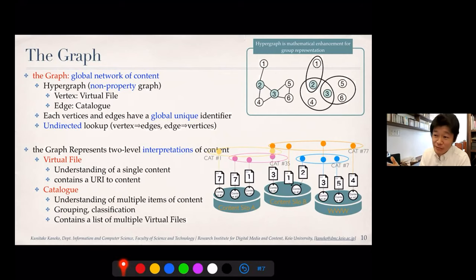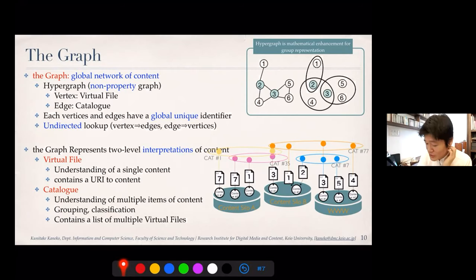So for example, in the Facebook case, this is the friends link, okay? I don't define these kinds of things. Any relation is fine, acceptable. The vertex is a budget file and the edge is a catalog. Each vertex and edge has a globally unique identifier, because different people will create their catalogs and their budget files, but we need to get them together for analysis, okay?